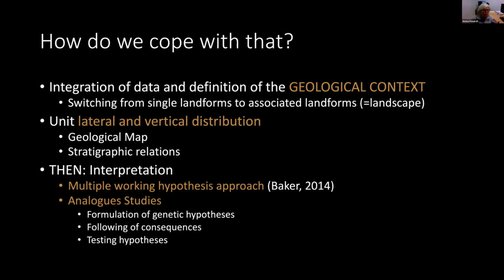In order to do this, we need to realize the geological map, and in doing the geological map, to understand the stratigraphic relations between the units. Then we will be able to interpret genetically our geological units, using the classical multiple working hypothesis approach and always analog studies. We will formulate the genetic hypotheses, follow the consequences of these different hypotheses, and test them with the classic hermeneutic cycle.